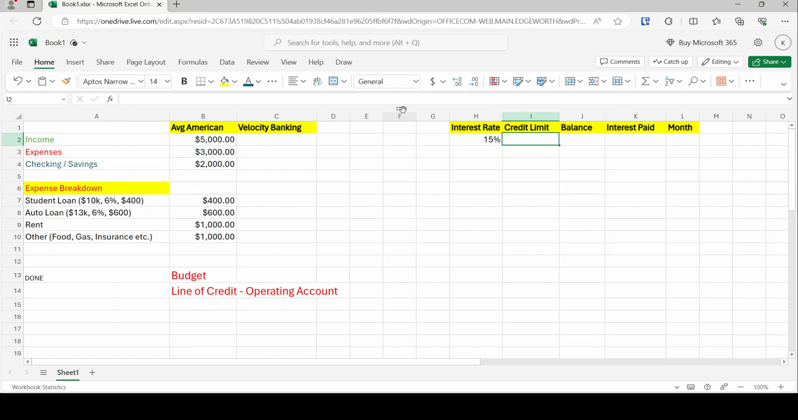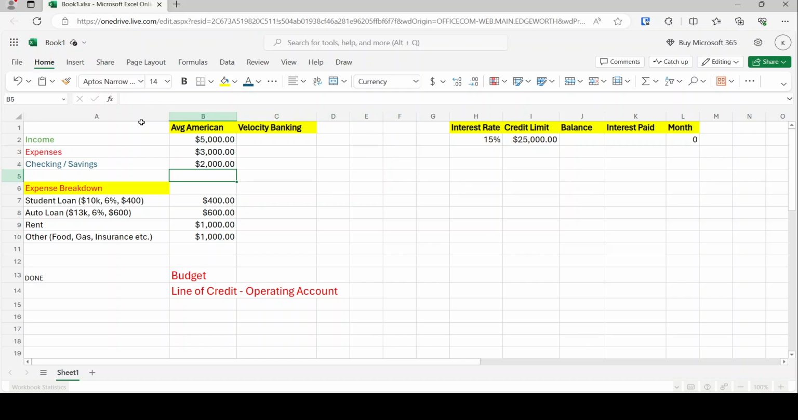Okay, so now let's just assume we have a $25,000 line of credit. Okay. Actually, let me format this correctly. Sorry. All right. So $25,000. And this is going to be month zero. So the first month we do is month zero.